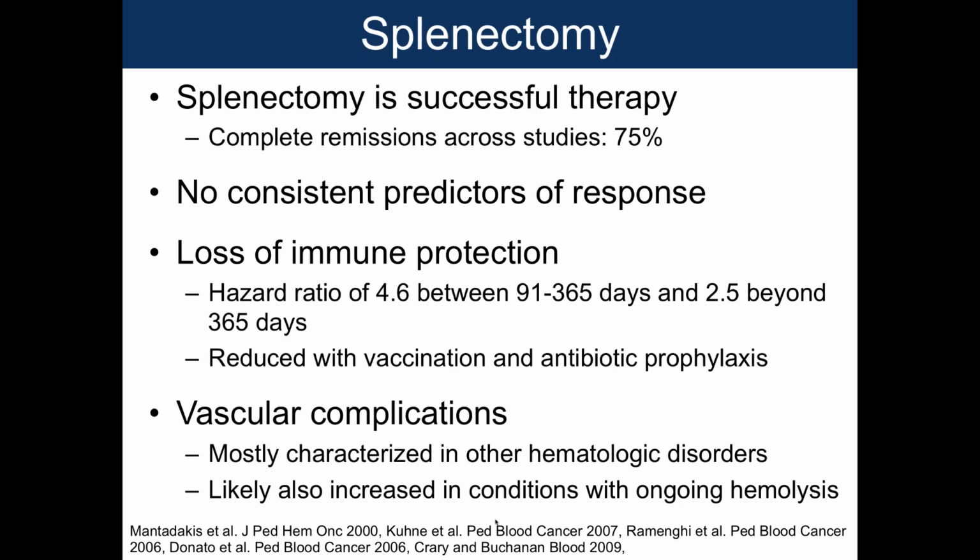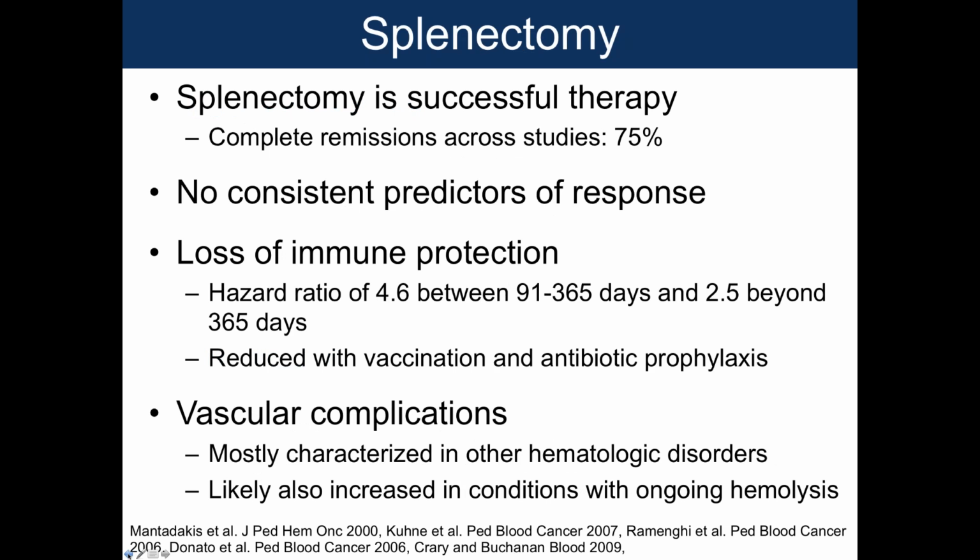The other concerns are over loss of immune protection. There's a hazard ratio of about 0.6 within the first year, and then it drops to about 2.5 beyond that. This has likely been reduced in a more modern era with better vaccination practices as well as lifelong antibiotic prophylaxis and fever precautions. And then a newer concern has started to grow around this issue of vascular complications following splenectomy.